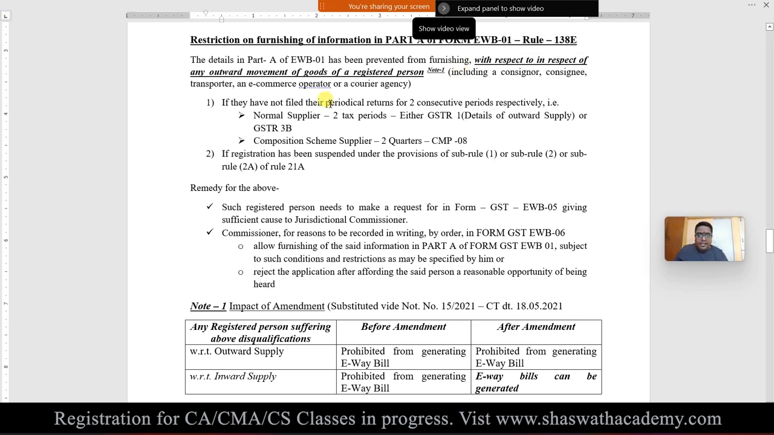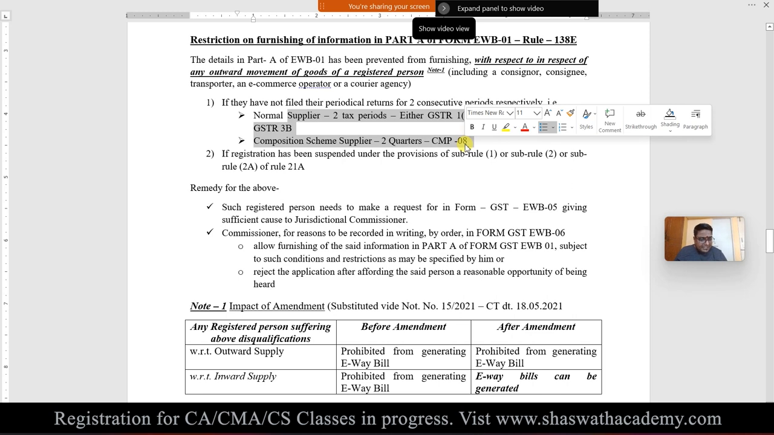31st October 2021. As on that day, my dear, anybody who is not furnishing the details of outward supply, or who was not furnishing the respective returns for 2 consecutive tax periods, and in case of a composition scheme supplier 2 quarters, if they are not submitting the details, then they are prohibited from submitting part A of the e-way bill. Tell me, my dear, without generating part A, is it possible to generate part B?